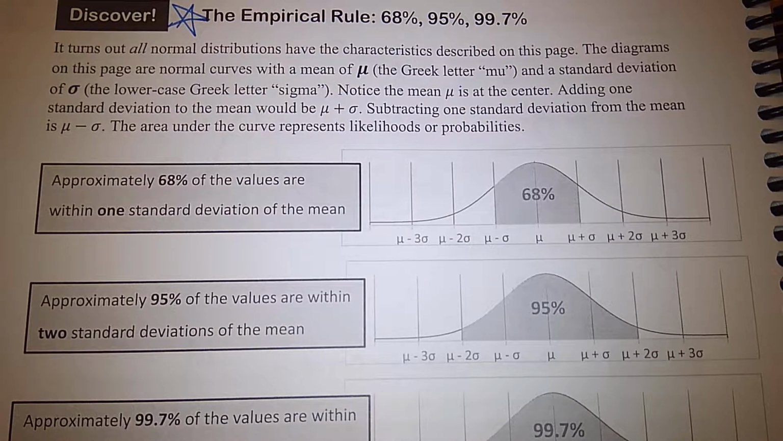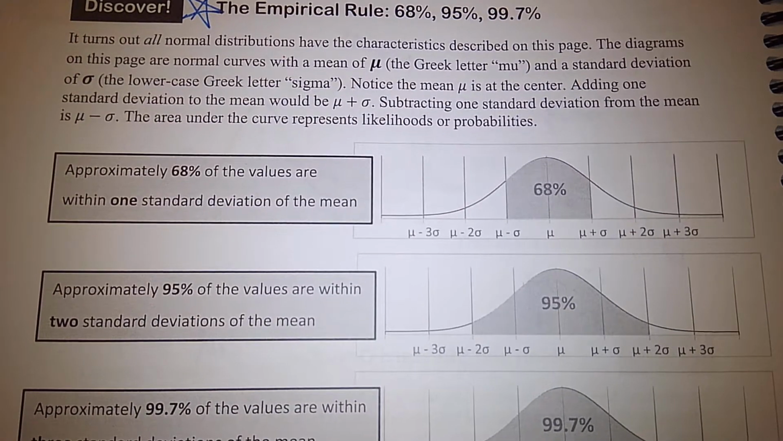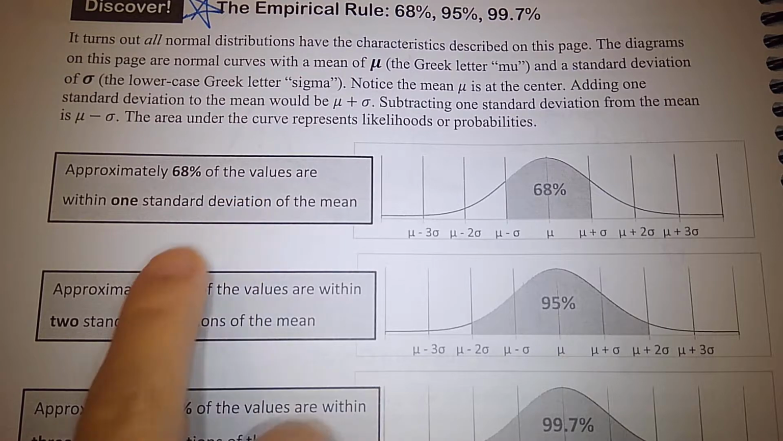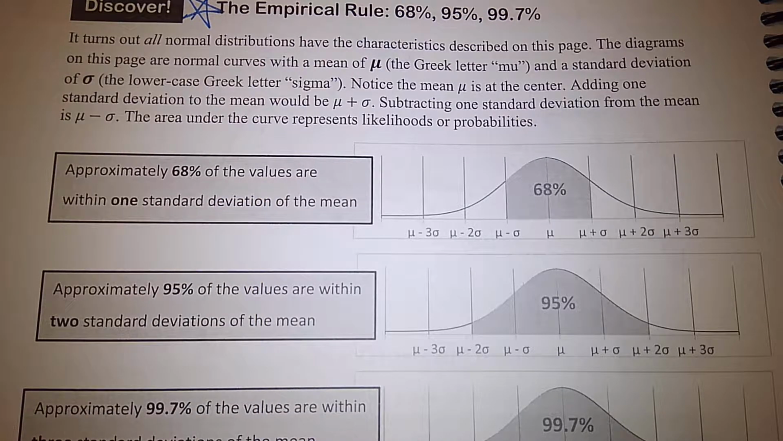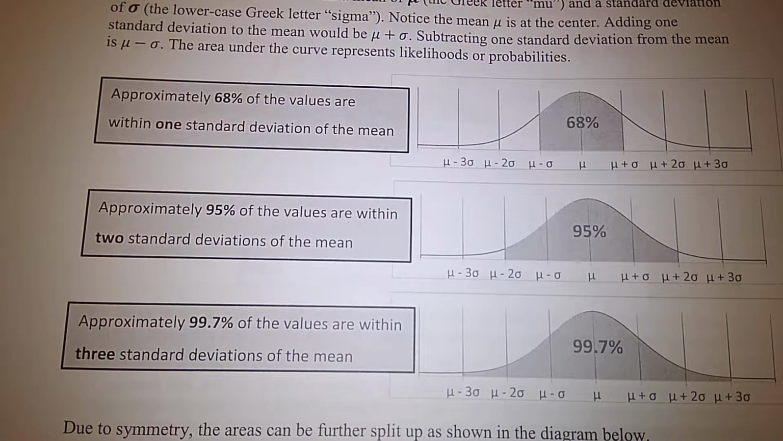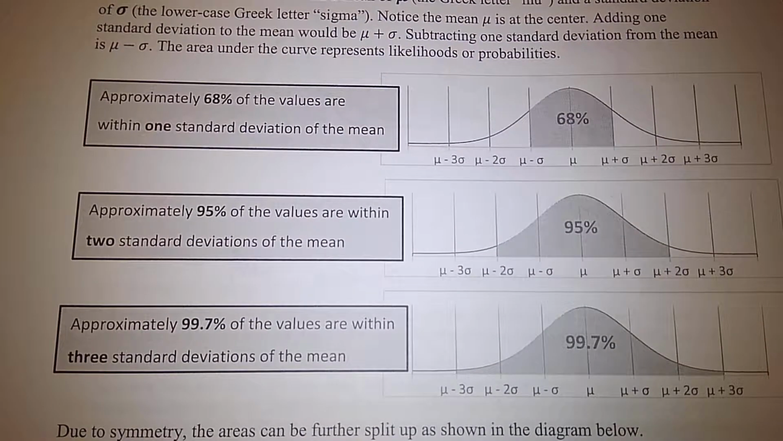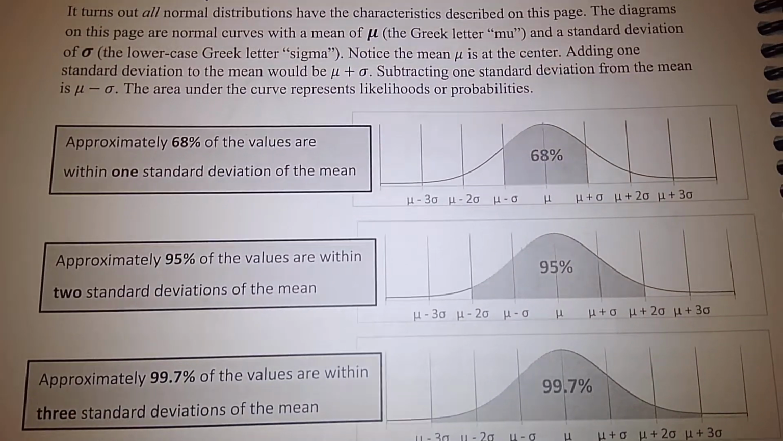The area under the curve represents likelihoods and probabilities. Approximately 68% of the values are within 1 standard deviation of the mean. Approximately 95% of the values are within 2 standard deviations of the mean. And approximately 99.7% of the values are within 3 standard deviations of the mean. Okay, very good.